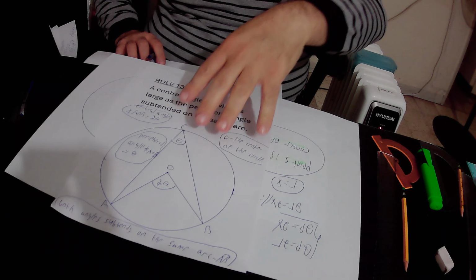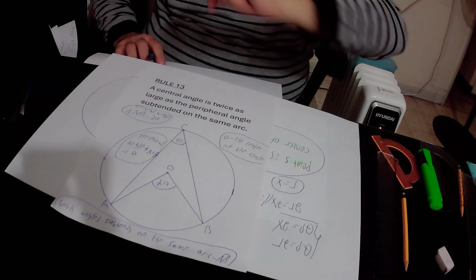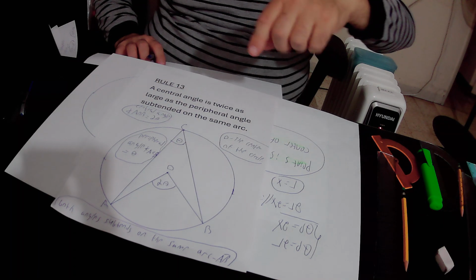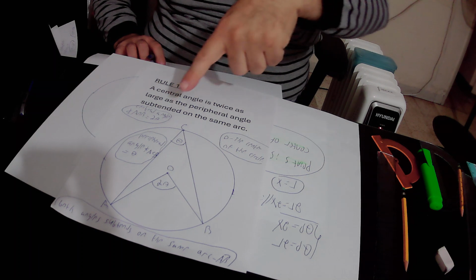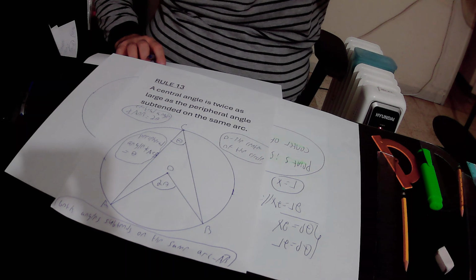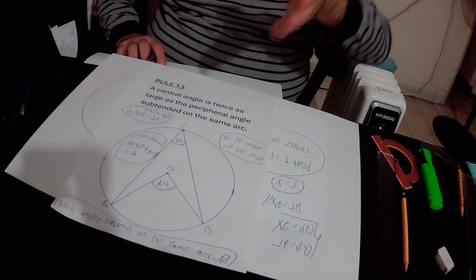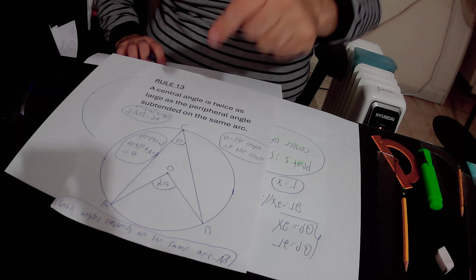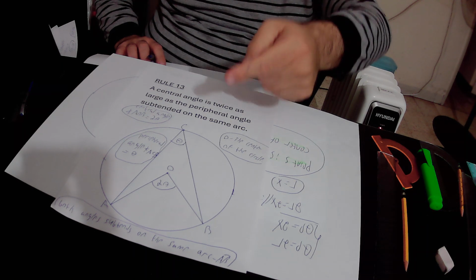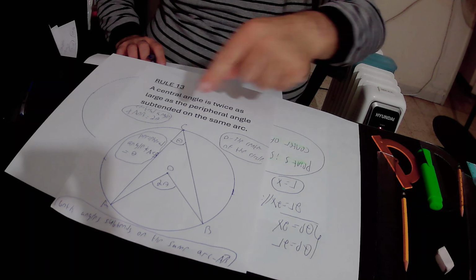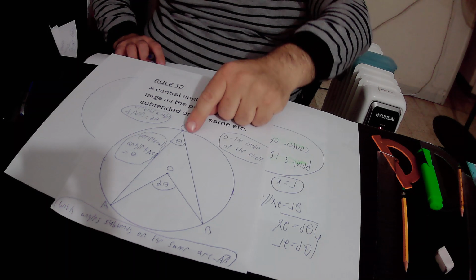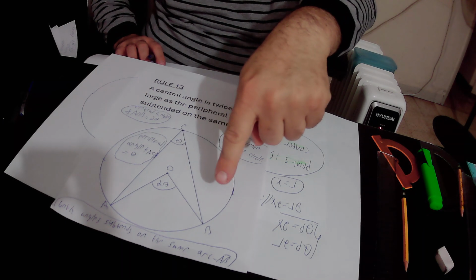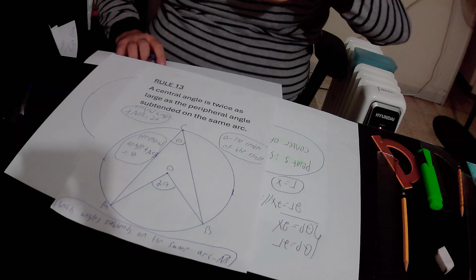So here we have also the central angle AOB, which is subtended on the same arc AB. So those two angles are both subtended on the same arc AB. Therefore, according to rule number 13, whenever you have a peripheral angle and a central angle that are both subtended on the same arc, the central angle will be twice as large as the peripheral angle. Because peripheral angle ASB equals theta, the central angle AOB subtended on the same arc AB will be equal to 2 theta.